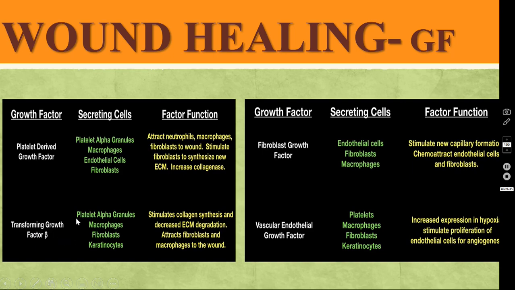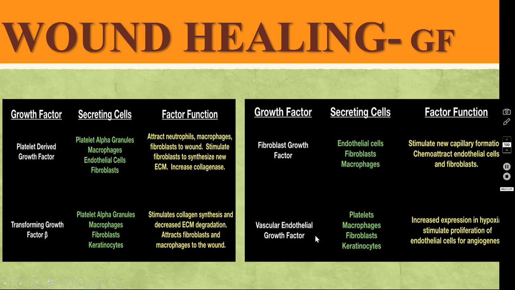Transforming growth factor is secreted by platelet alpha granules, macrophages, fibroblasts, and keratinocytes. This stimulates collagen synthesis and decreases extracellular matrix degradation, attracts fibroblasts and macrophages to the wound. The fibroblast growth factor is secreted by endothelial cells, fibroblasts and macrophages. This stimulates neocapillary formation, neoangiogenesis. It chemoattracts endothelial cells and fibroblasts.